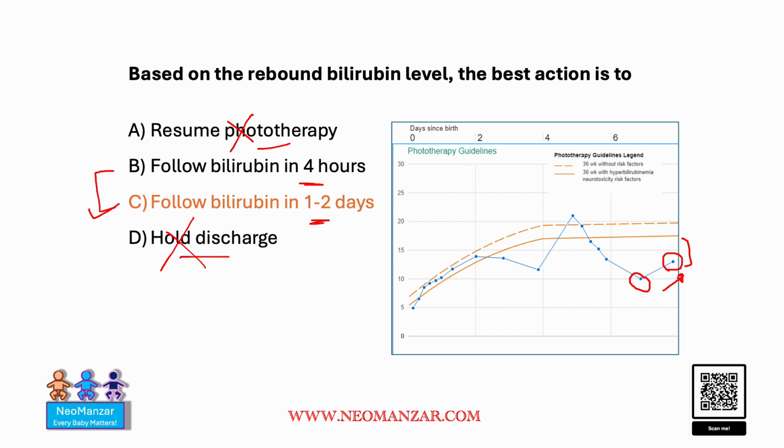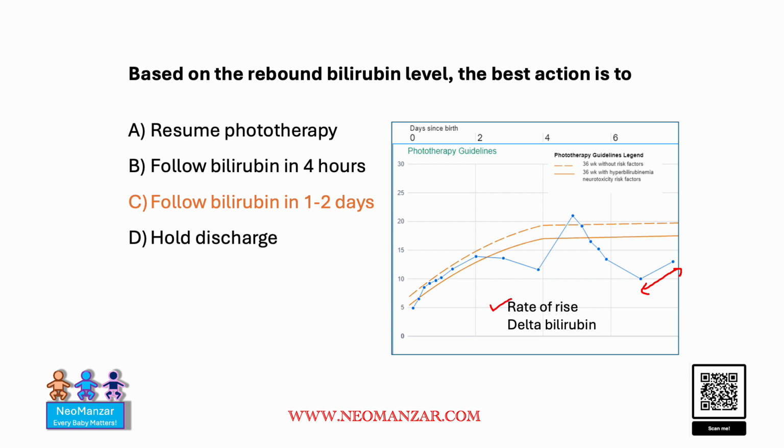Before we go there, let's see what are the two things you have to look at whenever you get the graph. One is, of course, the rise in the bilirubin. So here you see from 10 it has gone to 13 in 24 hours. So the rate of rise is roughly about 0.12 milligram per hour, which is below the level that is really worrisome, which is 0.2 milligram per hour. So rate of rise is not that significant.